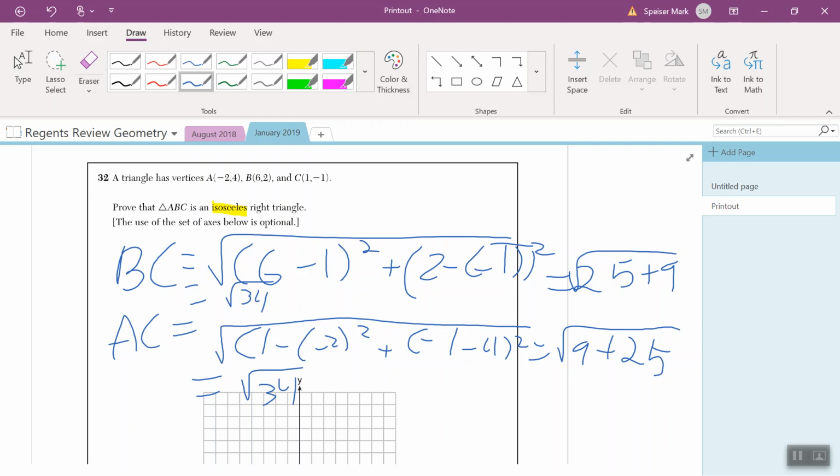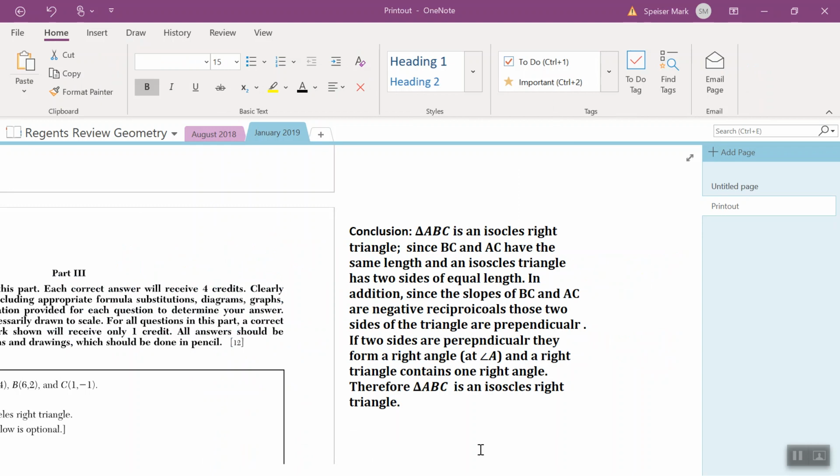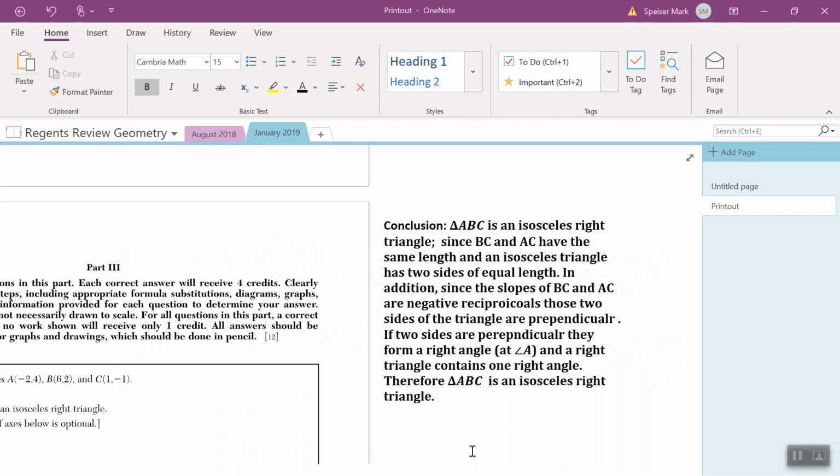Copy anything down, and then I'll show you what a proper conclusion for this triangle ABC needing to be an isosceles right triangle is. You need to show the slopes, you need to show the distances, and you need to show the conclusion to get full credit. So a proper conclusion for this question should go something like this. Triangle ABC is an isosceles right triangle since BC and AC have the same length.